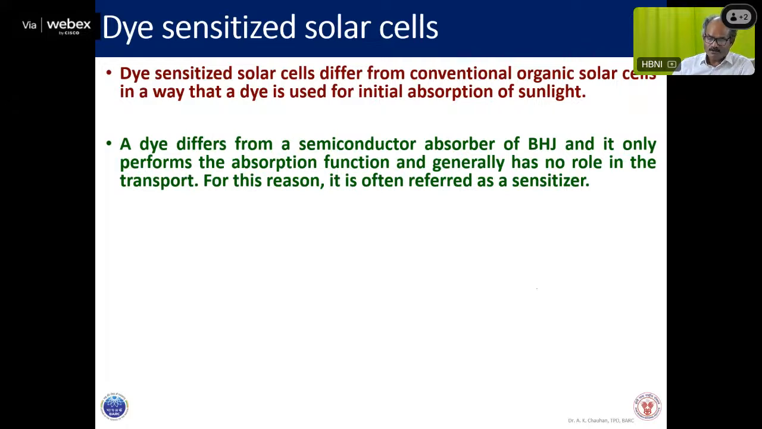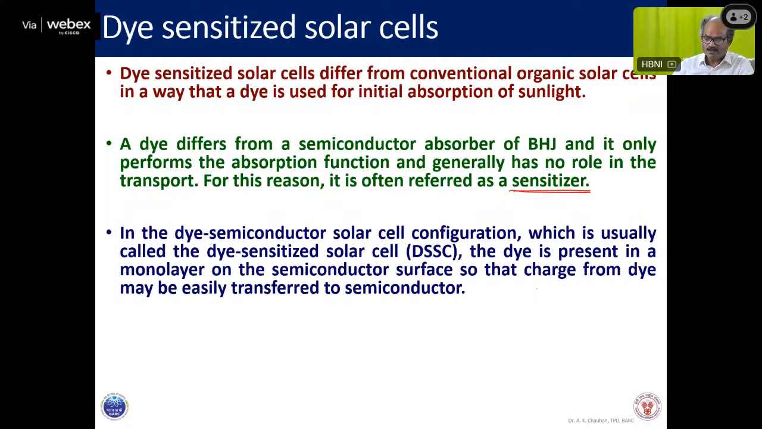A dye differs from a semiconductor absorber of bulk heterojunction, and it only performs the absorption function and generally has no role in the transport. For this reason, it is often referred to as the sensitizer. In the dye-semiconductor solar cell configuration, you have a semiconductor, over that you deposit dye, and then you prepare the entire assembly. It is called a dye-sensitized solar cell.